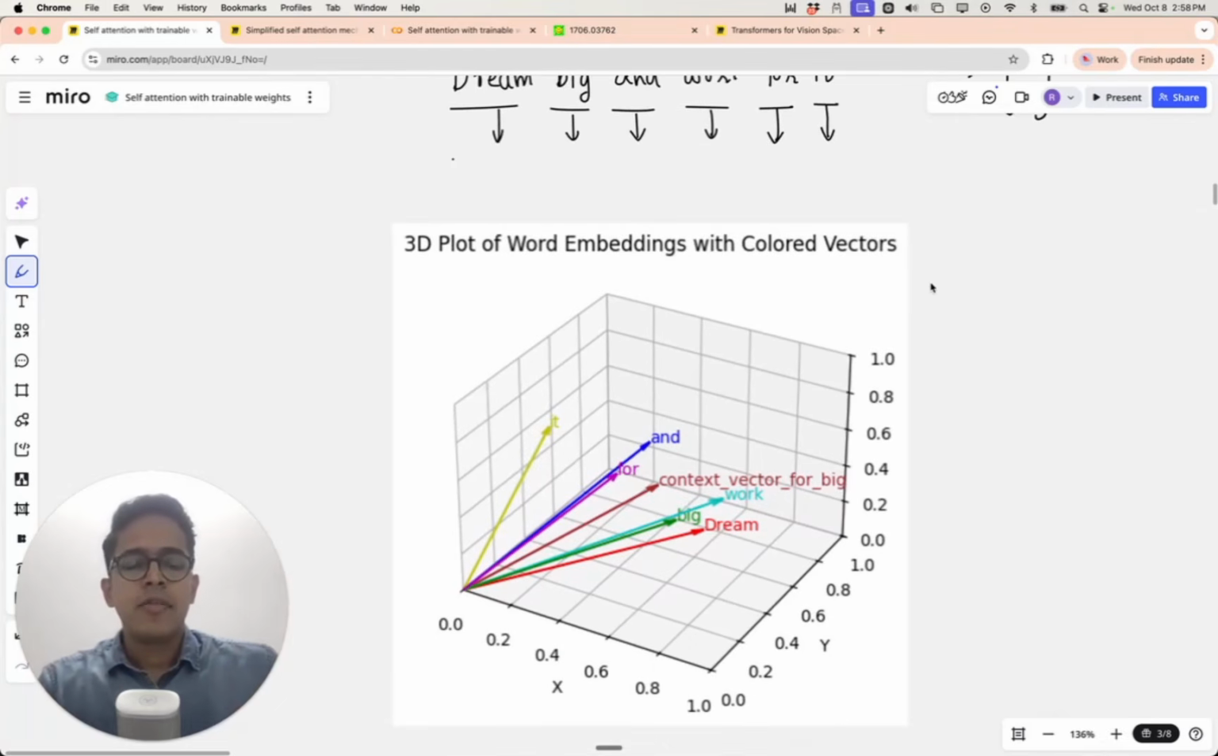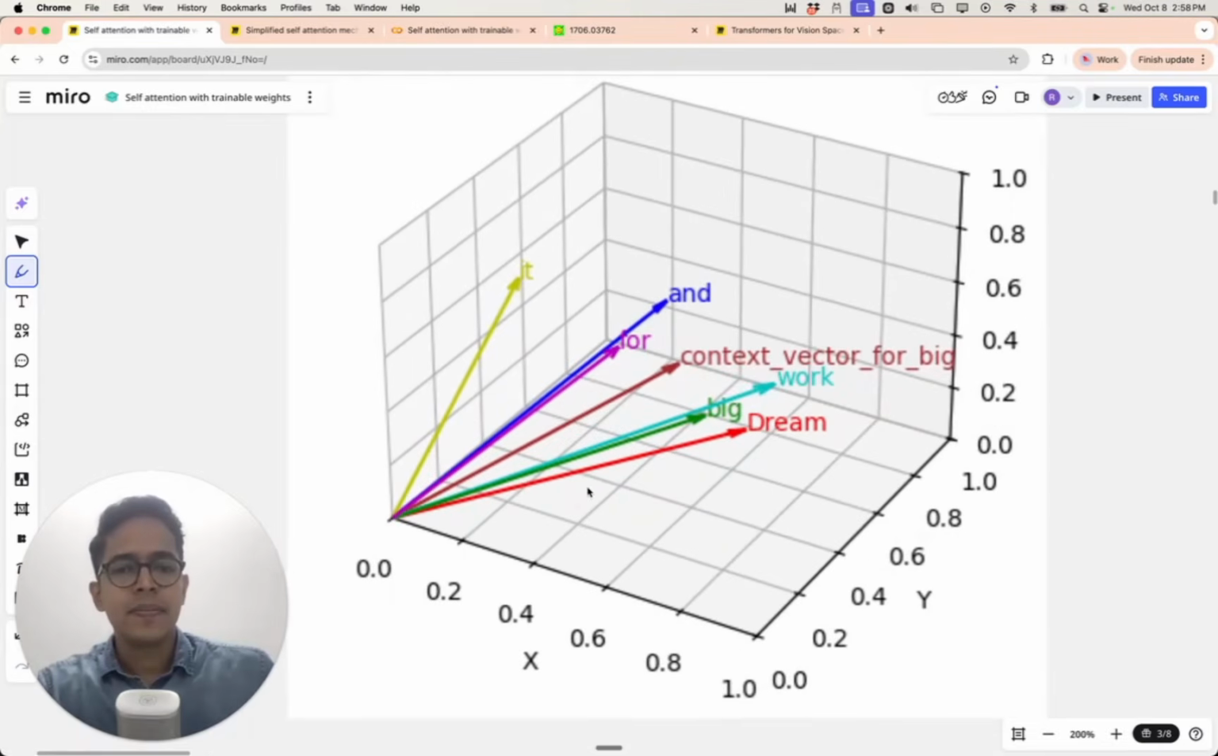In the previous lecture where we implemented self-attention in a simplified fashion, we had input embeddings like this: dream, big, and work for it. So dream, this is the original input embedding for dream. This is the embedding for big, and work for it. Now to calculate how much attention dream should pay to big, or how much, let's say, work should pay to big, what we did was we took a dot product between these two vectors, and based on the magnitude of those dot products, we constructed attention scores.